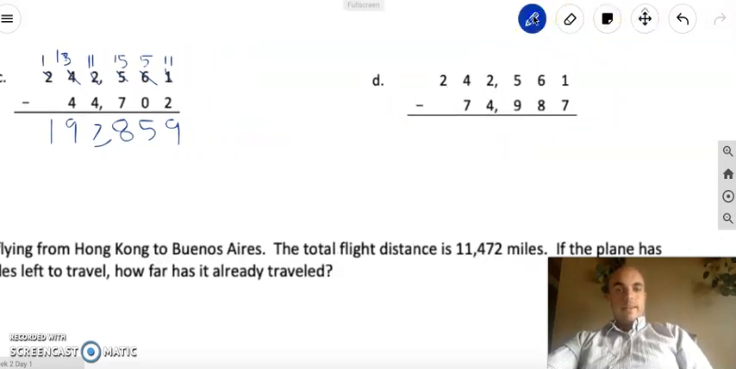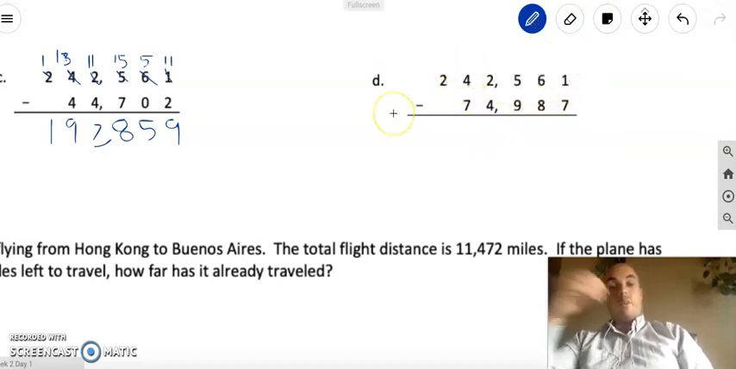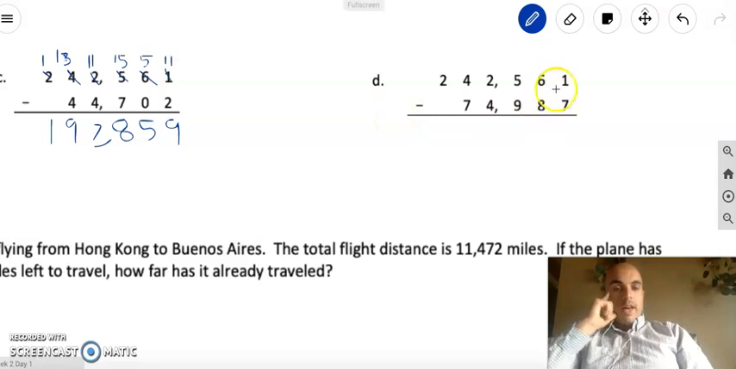Let's look at D here. Same method, just kind of plug in, repeat, piece by piece by piece all the way through. So I have to do 1 minus 7. Cannot do. I have to borrow here, making this 5. This becomes an 11. 11 minus 7 is 4.